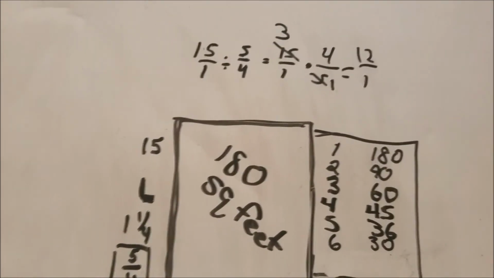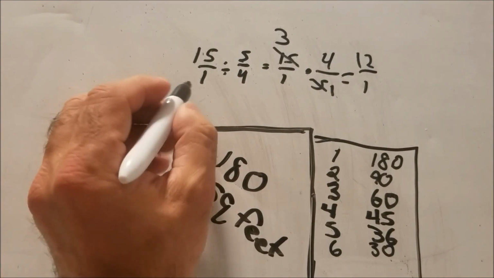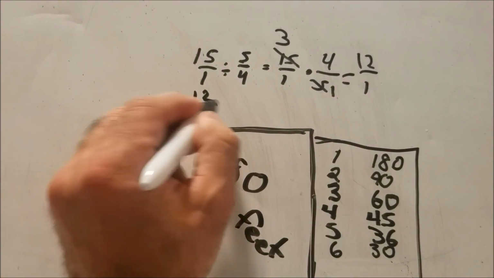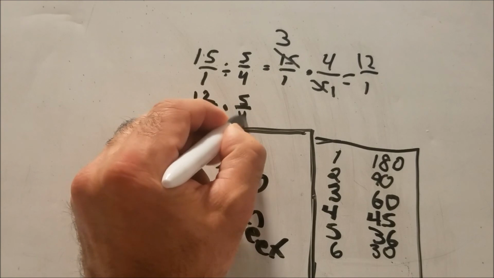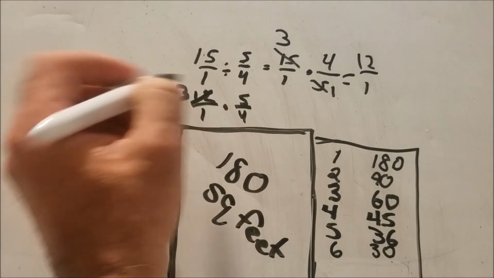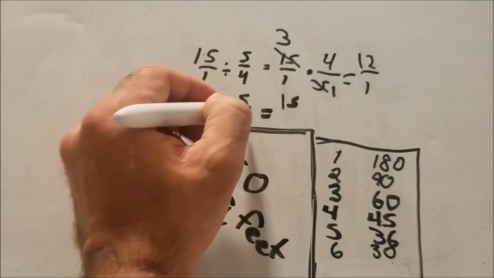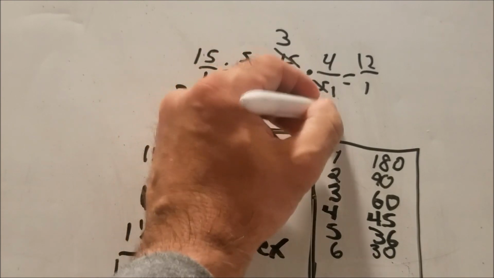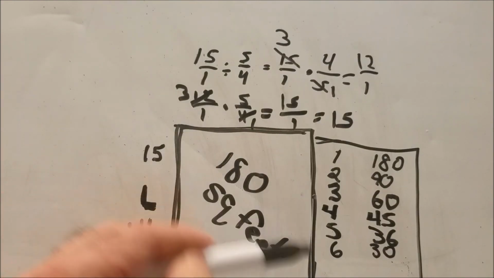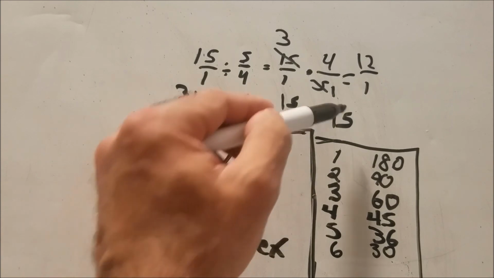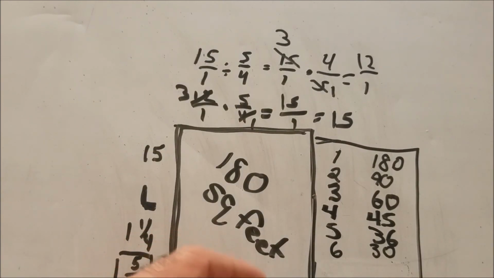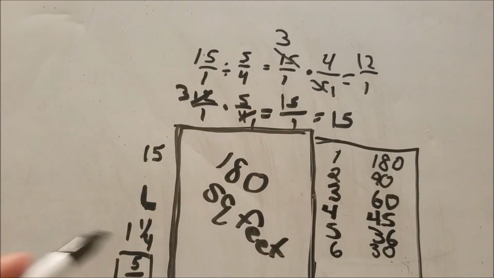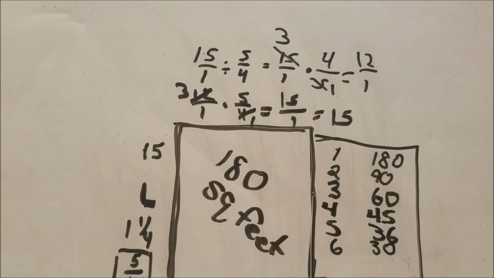You could have also just multiplied the width, right? So we have 12 over 1 times 5/4. 4 goes into 12 3 times, and 4 goes into 4 once, and you get 15 over 1, which is 15. So if we use the width, we got 15, and if we use the length, we got 12. So it's 12 by 15.